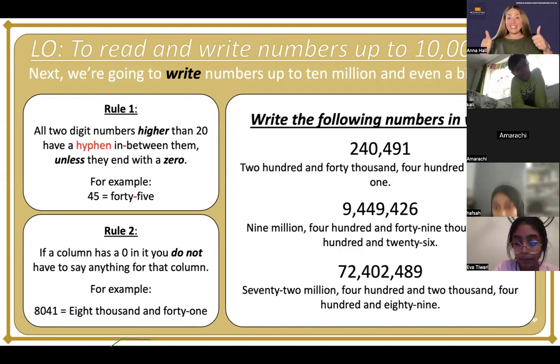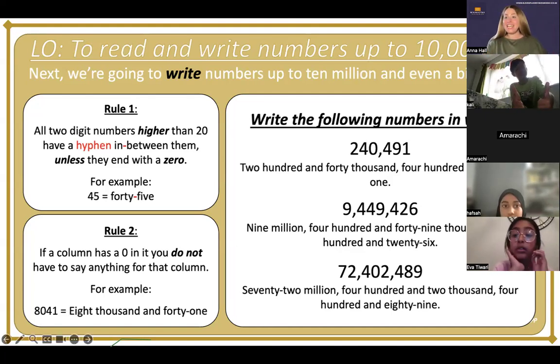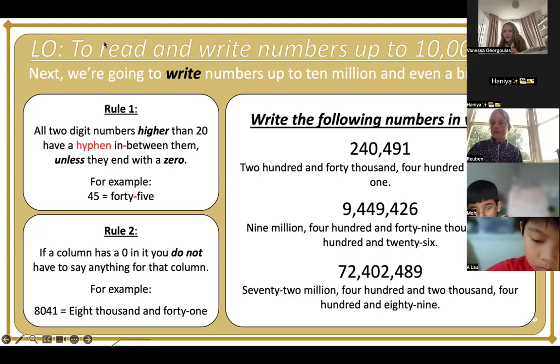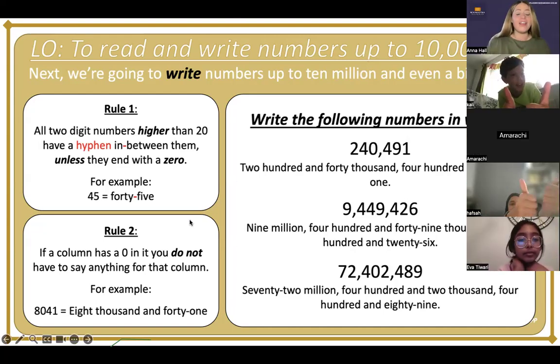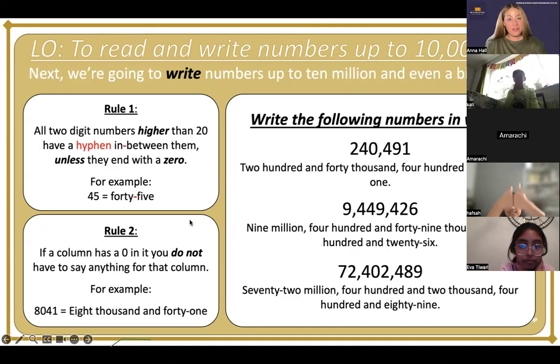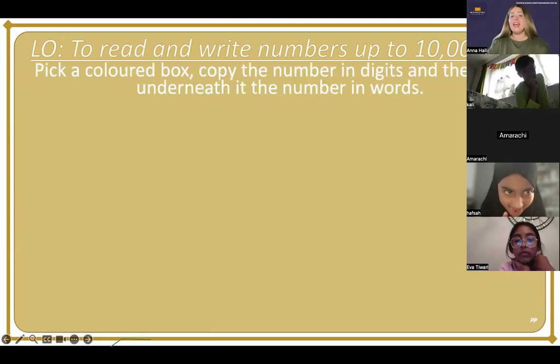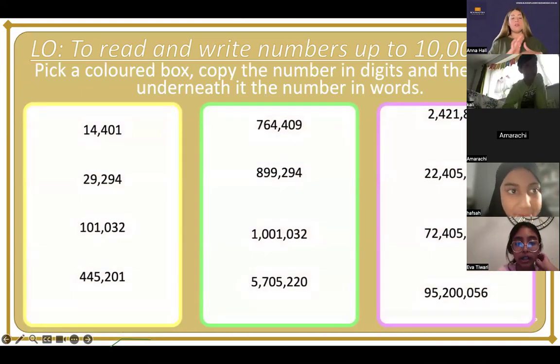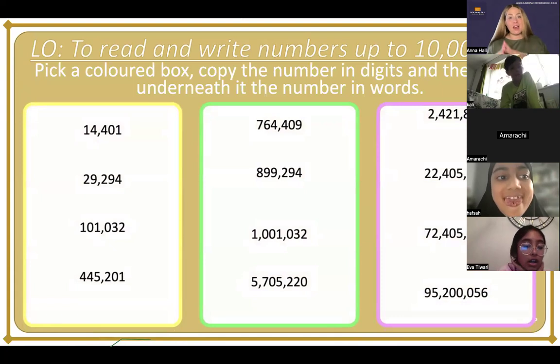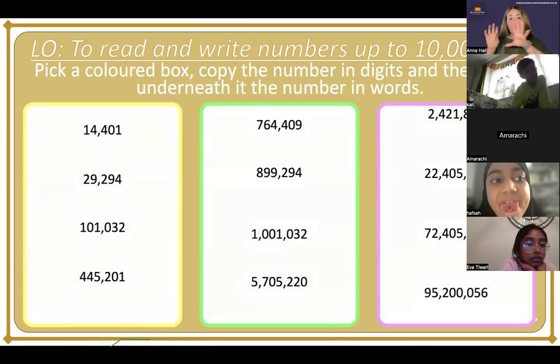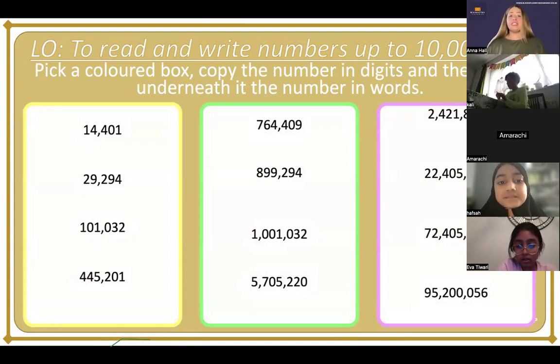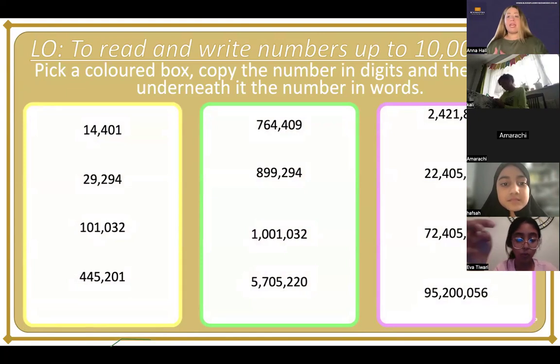So feeling good? Everybody feeling good that I can see? I can see some smiles. That's fantastic. Well done. Okay, so now we've had a go at writing numbers, okay? Writing numbers in words. So little task for you. You can pick a colored box. So wherever you would like to start, if you want to do yellow, if you want to do green, if you want to do pink, copy the number in digits and then write underneath it the number in words.